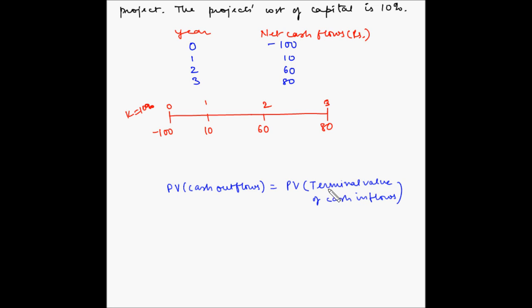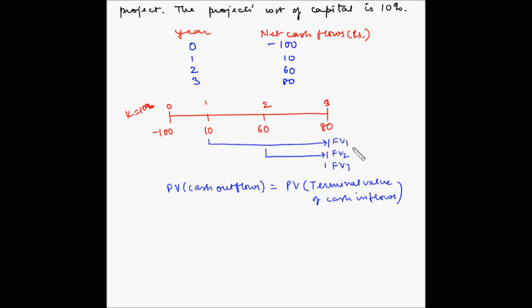So let's first find out the terminal value of cash inflows. Now what does this mean? Terminal value of the cash inflows means we have to find out the value of the inflows at the end of the tenure. So this is for the 10 rupees. Let's say this is FV1. This is for the 60 rupees. Let's say this is FV2. And this is for the 80 rupees. Let's say this is FV3.